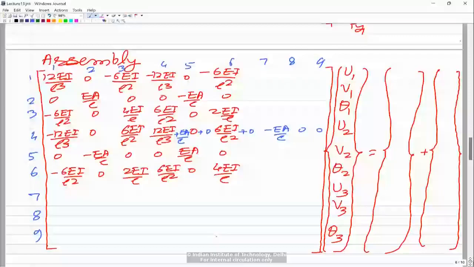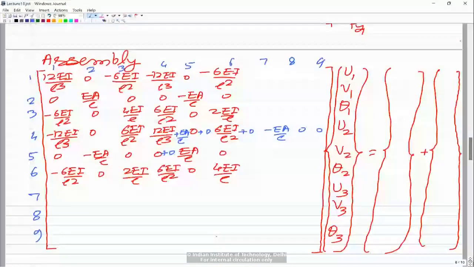And then the second will be, if you look here, 0 here. The first contribution is 0, and then here you will have, just a minute, 0, 6EI by, no, I'm adding to the fourth. So now the fifth one. So fifth is 0, 0.